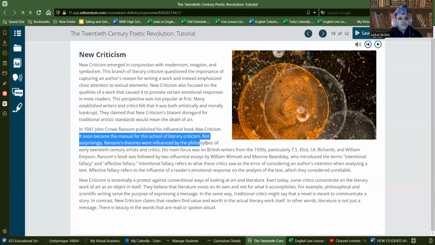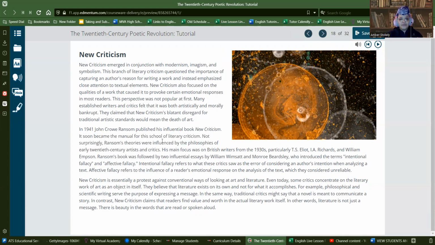And his theories were influenced by the philosophies of early 20th century artists and critics. So he basically took different points that people had made separately and sort of combined them together and said, okay, this is what New Criticism is about. Here's all the information, all in one place.